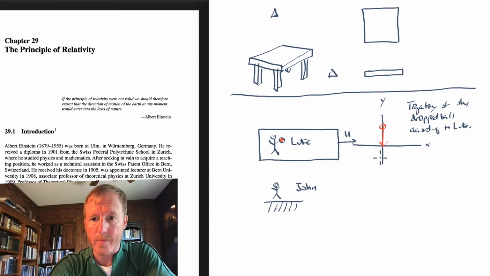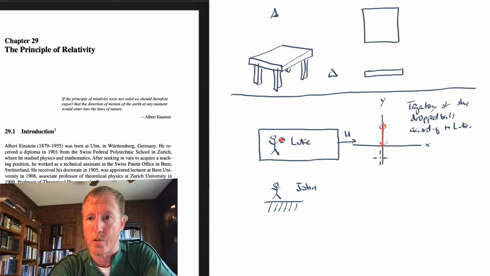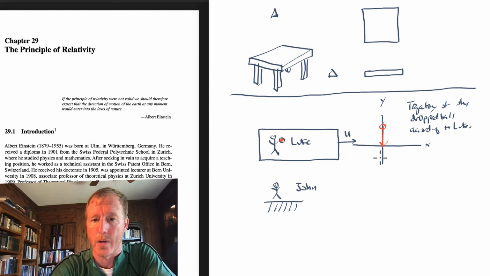So, in other words, if Luke drops this ball, although the train is moving at a high speed, provided it's a very smooth ride, from his perspective, he will still describe the trajectory of the ball as being straight down along the y-axis. But what about John? How does he report the descent of Luke's ball?